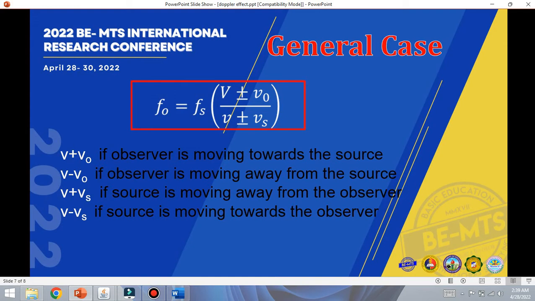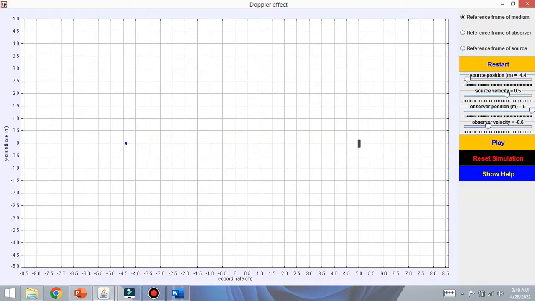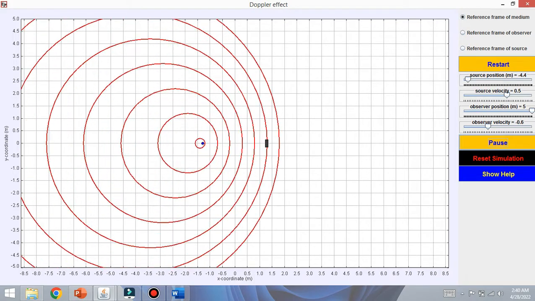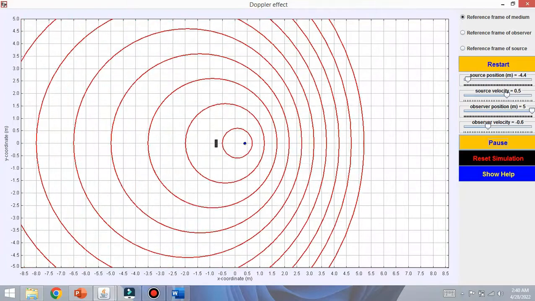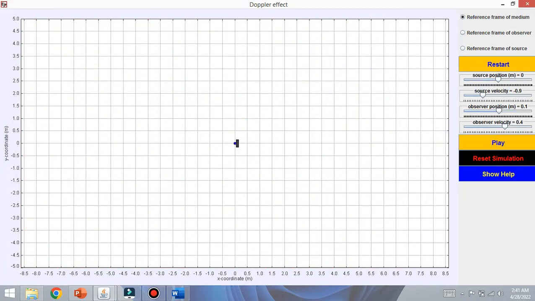So how does it look using the Doppler effect simulation? This is how it looks when the observer and the source are moving towards each other. And how it looks from the perspective of the observer if the source and the observer are moving away from each other. So this is how it looks. And this is how it looks when the source and the observer are moving in the same direction.